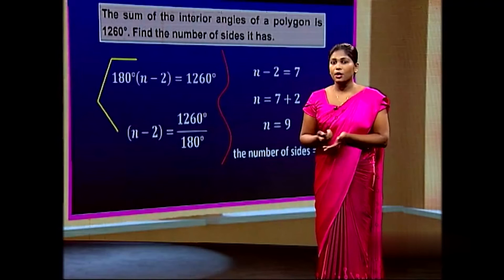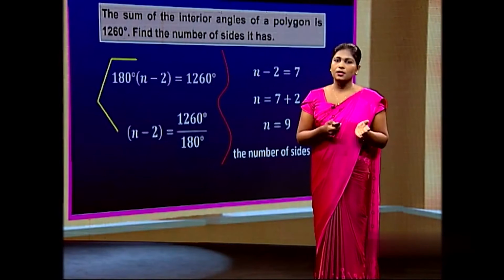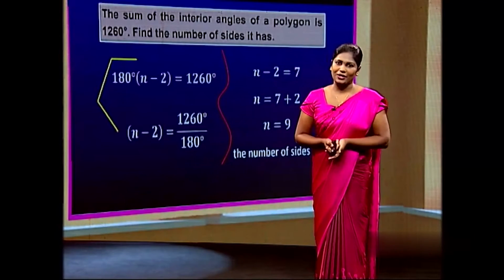Here the number of sides is equal to 9. In this question the sum of the interior angles is given. You have to find the number of sides. Now we learnt about interior angles. That means the sum of the interior angles of a polygon.